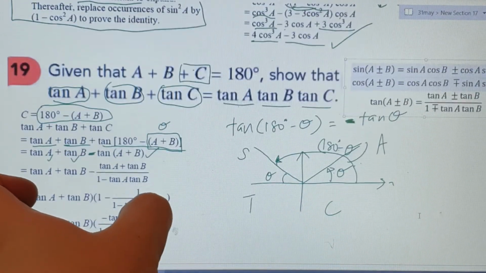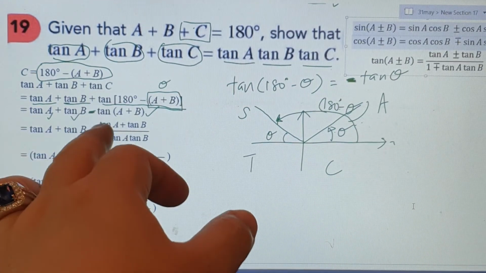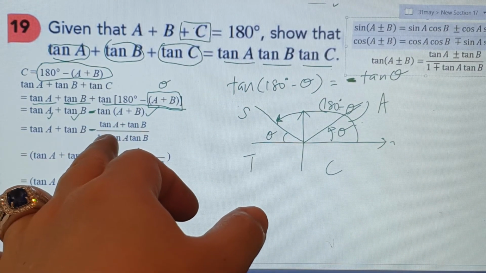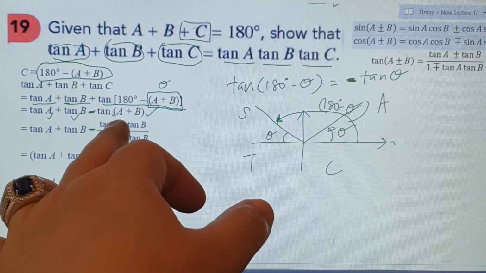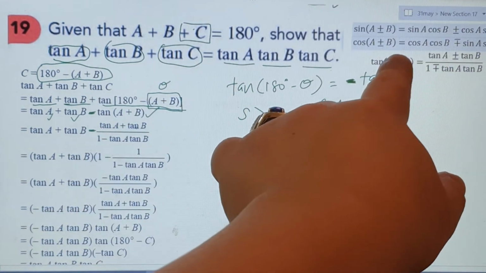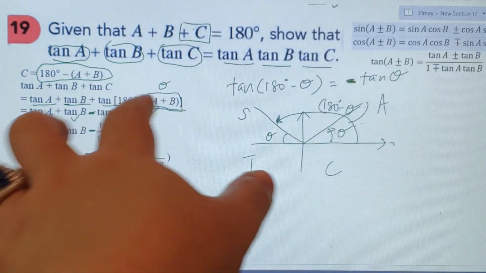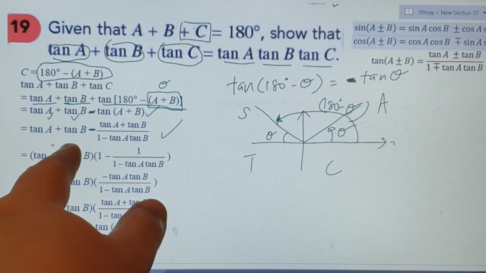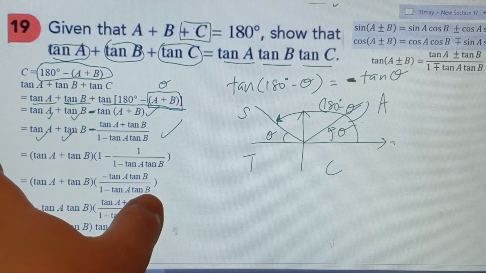Okay, you see? Tangent A plus B. The minus, just leave it outside. Don't do anything to it. Tangent A plus B there. Tangent A plus B, just follow, and then you will get this finish. See, this one didn't do anything, didn't change.